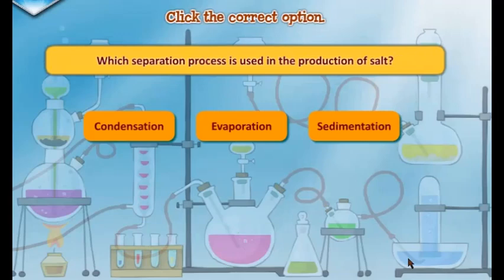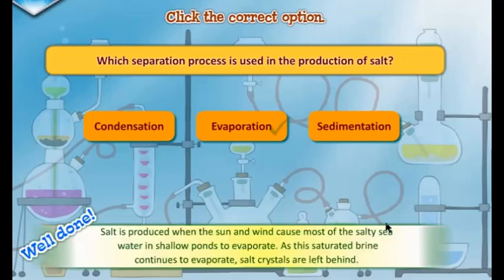Which separation process is used in the production of salt? Well done. Salt is produced when the sun and wind cause most of the salty seawater in shallow ponds to evaporate. As this saturated brine continues to evaporate, salt crystals are left behind.